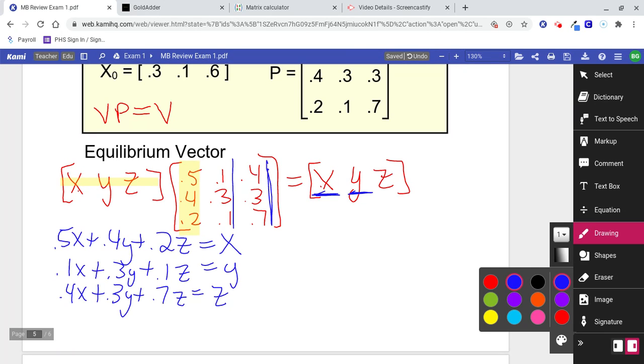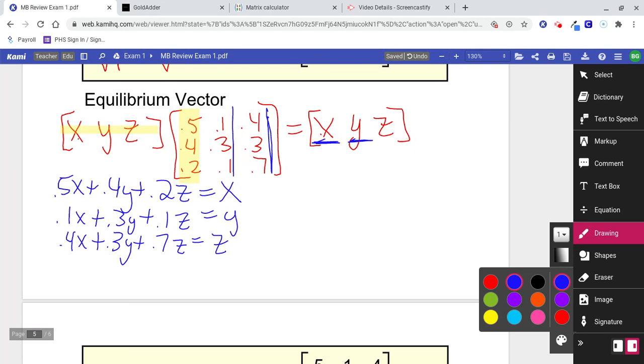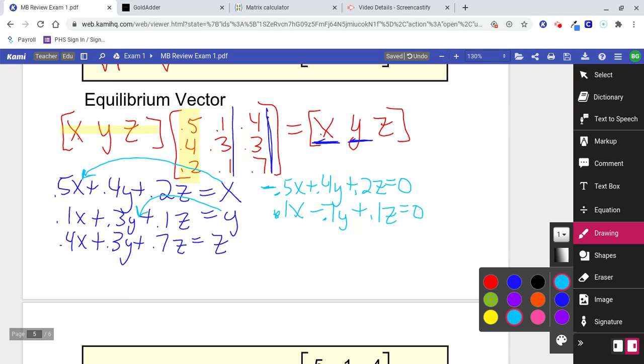I don't have a whole lot of room here, so I'm going to do a couple of things. I want to subtract this x over, and I would get negative 0.5x plus 0.4y plus 0.2z equals 0. I'm trying to get it in standard form. And I'm going to subtract this y over here. I'll get 0.1x minus 0.7y plus 0.1z equals 0. Subtract this z over here, and I'll get 0.4x plus 0.3y minus 0.3z equals 0.